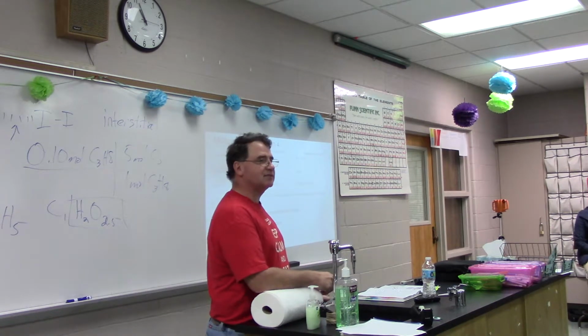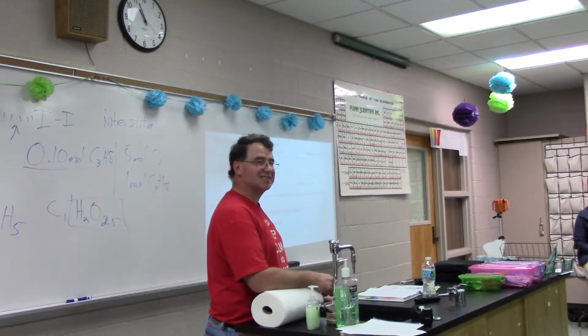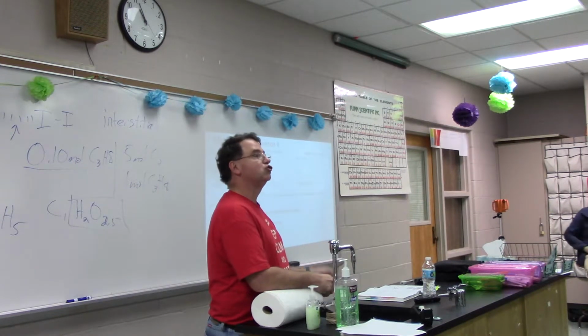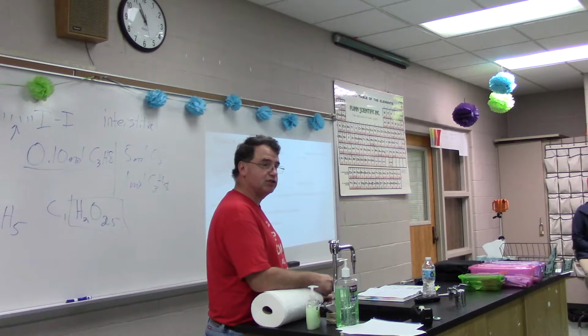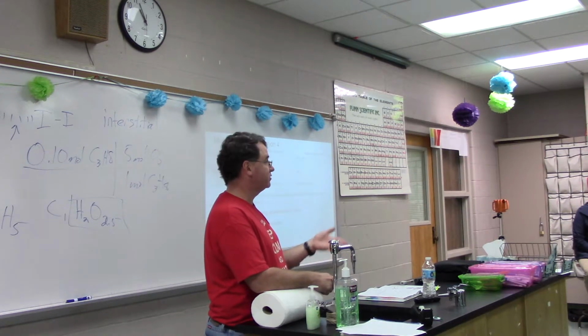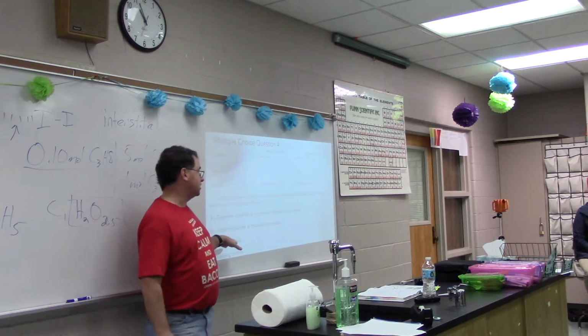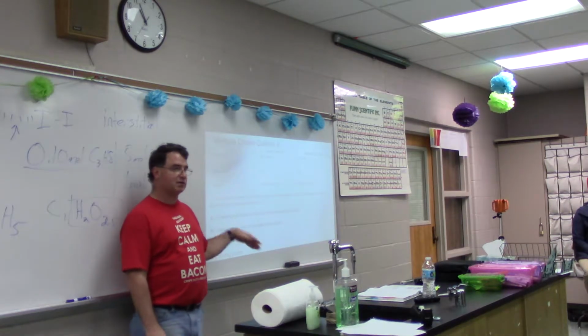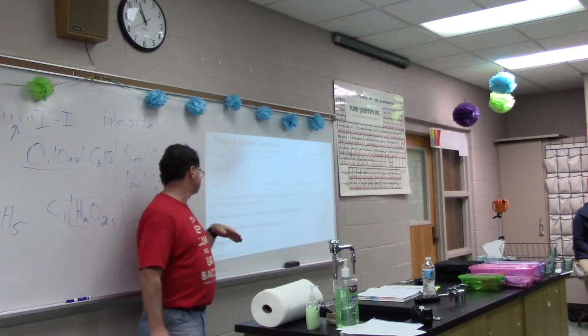So Q is equal to MC. C is the specific heat of water. It's a measure of how much energy it takes to make it change temperature, which has everything to do with intermolecular forces. So, since the intermolecular forces are going to be different, the boiling point's different, the melting point's different, then the specific heat's going to be different.